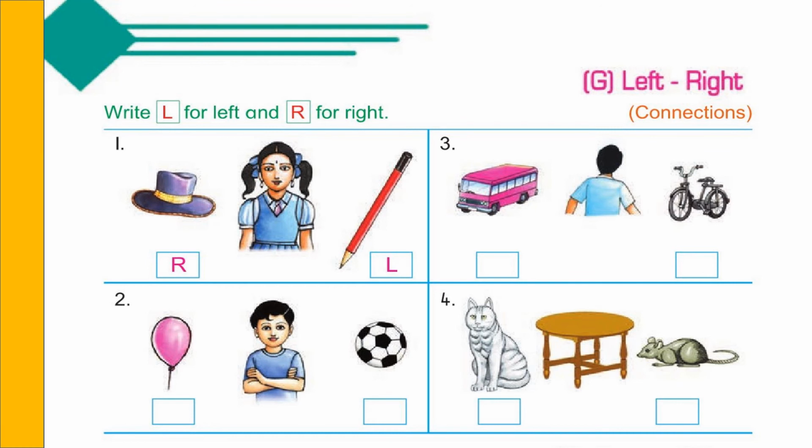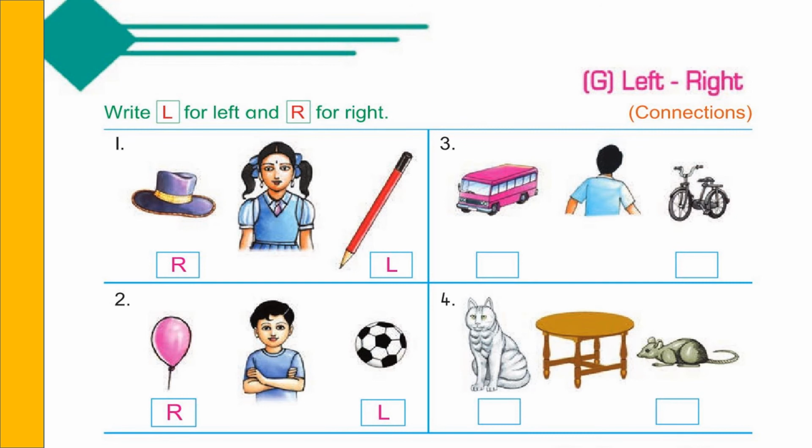Now let's do the remaining. Second question, balloon, boy and ball. The boy's right hand is near the balloon and the boy's left hand is near the ball. So the ball is given L and balloon is given R.